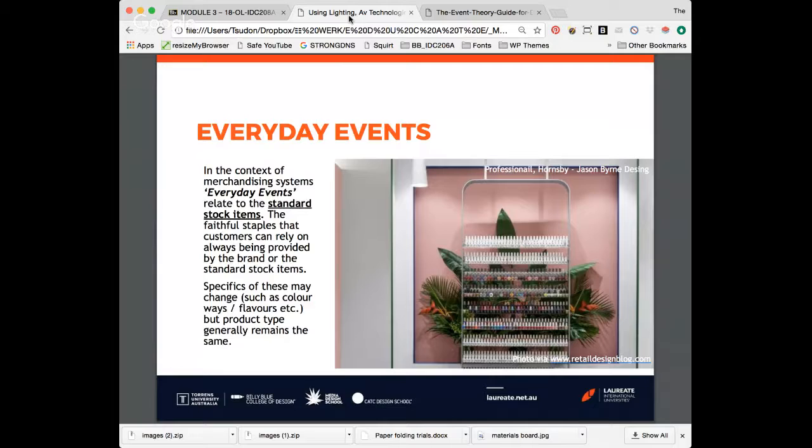In the context of the everyday events, this is where we retail the standard stock items, the items that are the everyday faithfuls and staples of that brand. Specifically, these can obviously change in color and flavor and style every season, but they exist in the brand's catalog of product continuously.